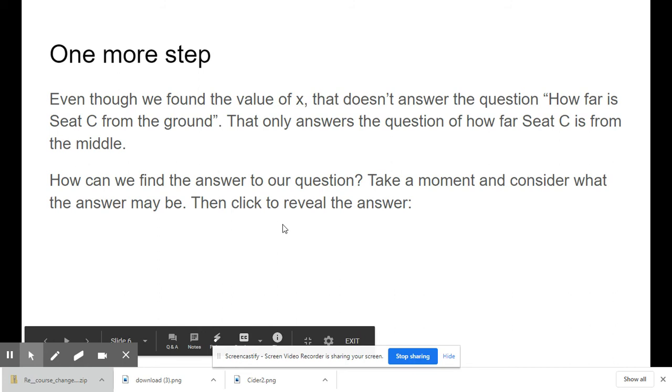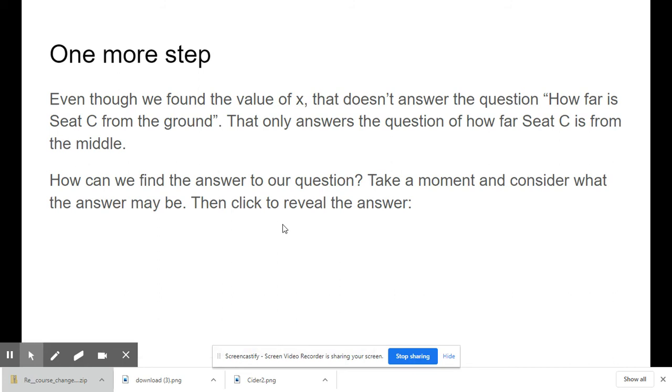Because remember, our question was how far is seat C from the ground? That only answers the question of how far seat C is from the middle. How can you find the answer to our question? Take a moment and consider what the answer is. How far is seat C from the ground?